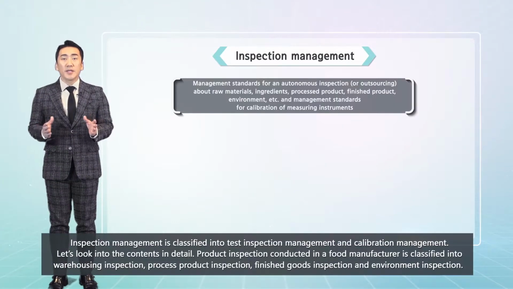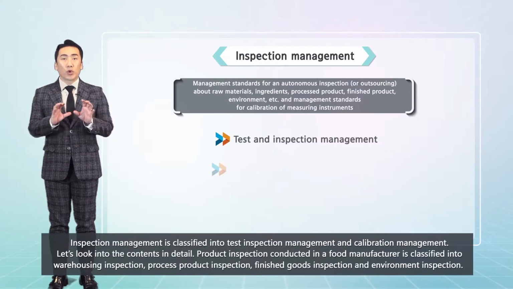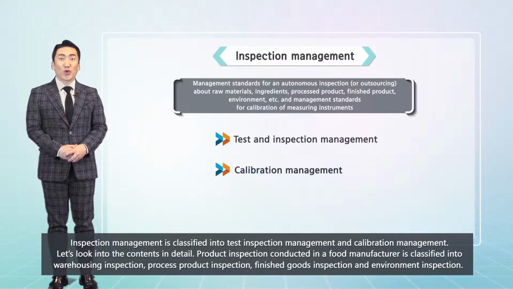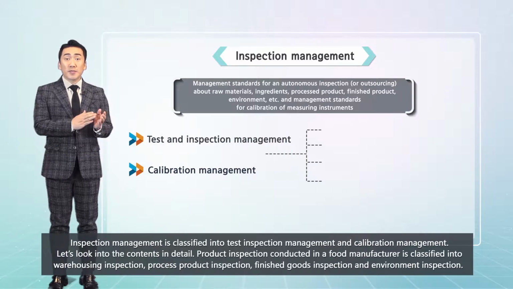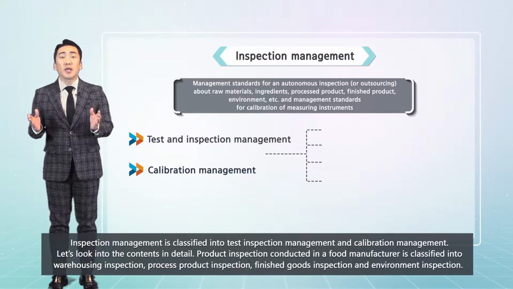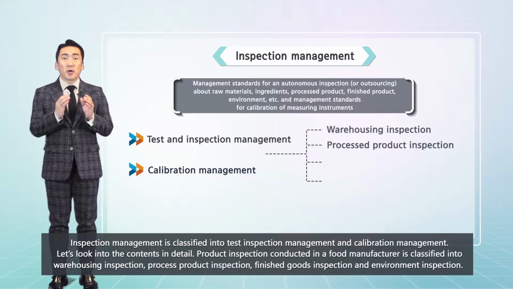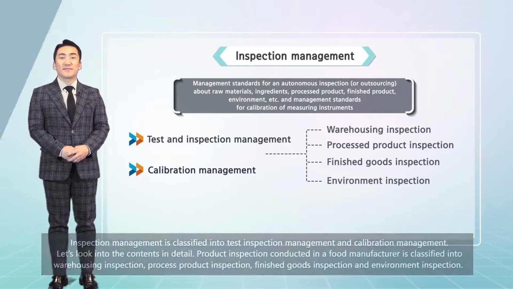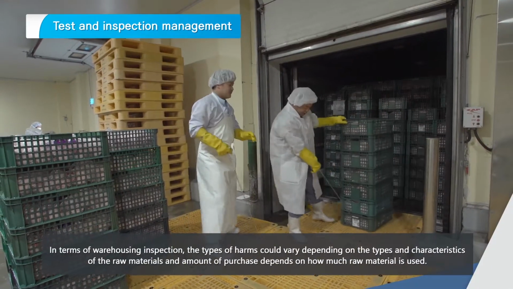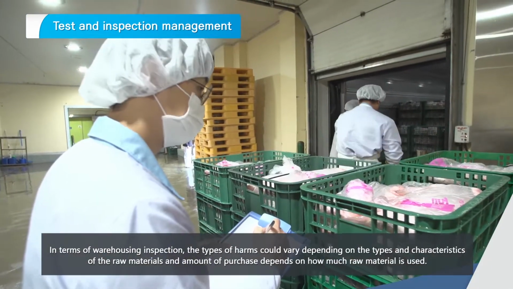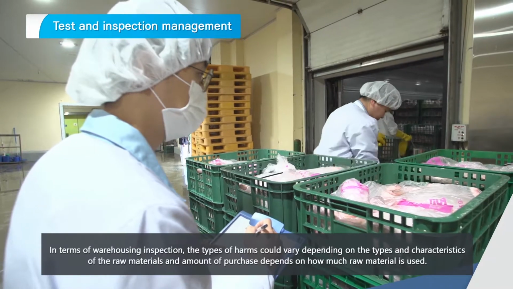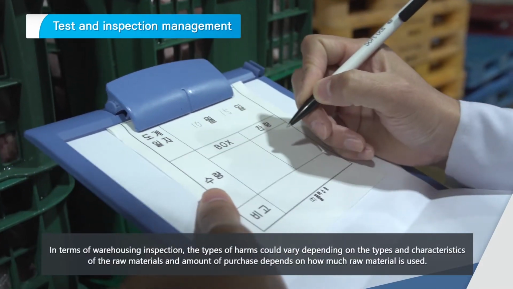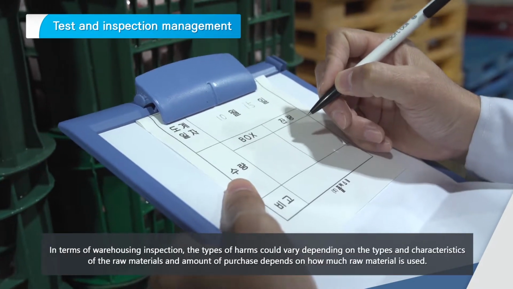Inspection management is classified into test inspection management and calibration management. Let's look into the contents in detail. Product inspection conducted in a food manufacturer is classified into warehousing inspection, process production inspection, finished goods inspection, and environment inspection. In terms of warehousing inspection, the types of harms could vary depending on the types and characteristics of the raw materials, and the amount of purchase depends on how much raw material is used.